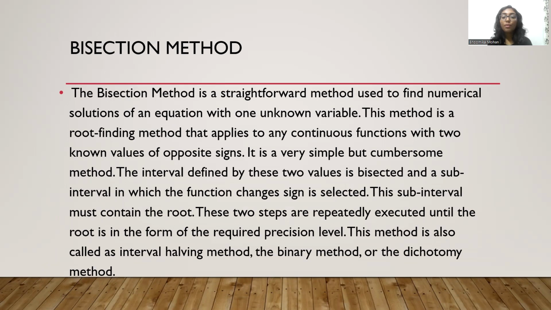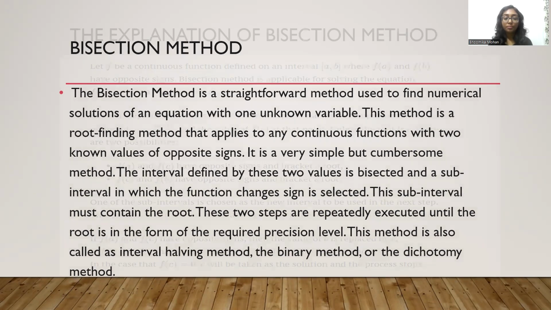The bisection method is a straightforward method used to find numerical solutions of an equation with one unknown variable. This method is a root finding method that applies to any continuous functions with two known values of opposite signs. It is a very simple but cumbersome method. The interval defined by these two values is bisected, and a subinterval in which the function changes sign is selected. This subinterval must contain the root. These two steps are repeatedly executed until the root is in the form of the required precision level. This method is also called the interval halving method, the binary method, or the dichotomy method.